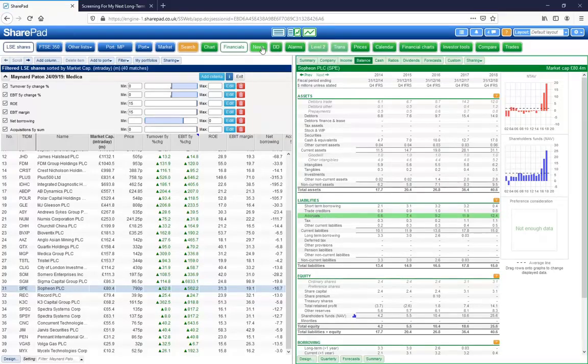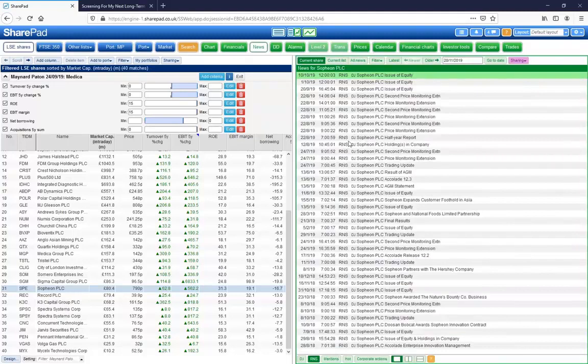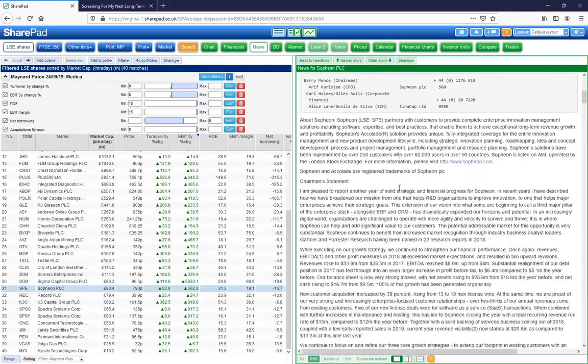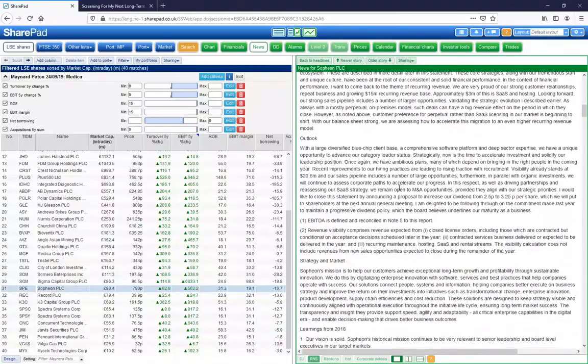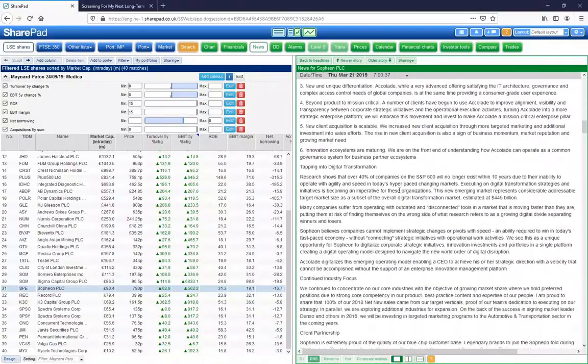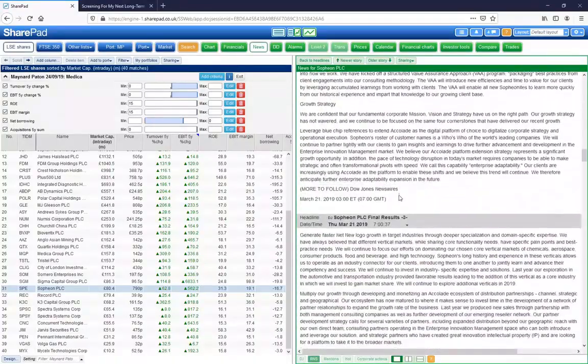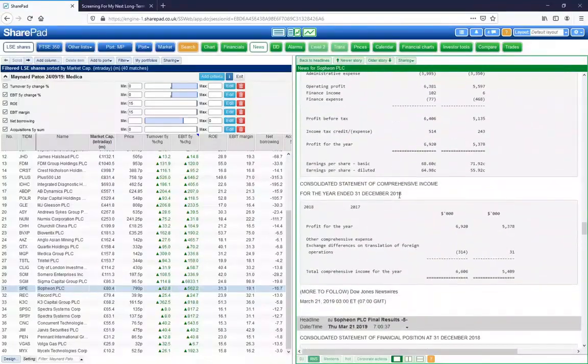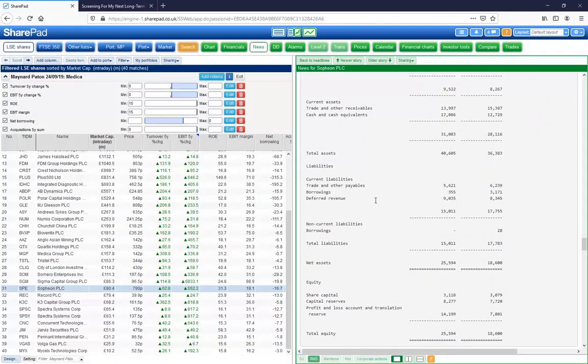So we can go to the news, which is the 21st of March, and the final results. We can scroll down, and we look for the balance sheet. And here we go. So the accruals of 12 is this deferred revenue. So it's 9 here. SharePad has taken 3 from other payables and lumped them in with this 9 as accruals.